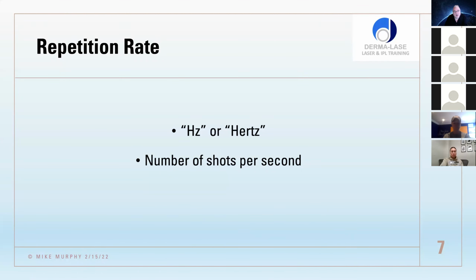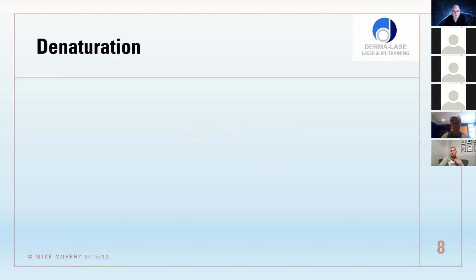shots per second. Now, in actual fact, in most instances, the hertz doesn't really make a big difference in terms of the actual treatments. Although it can cause problems if it's not set up correctly. So we've got to be a little bit careful about this, but it's not really so important in terms of the treatment result like fluence and pulse width and wavelengths are.